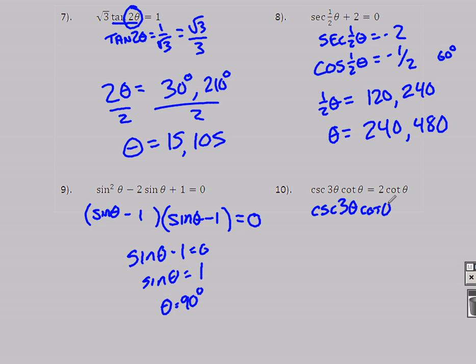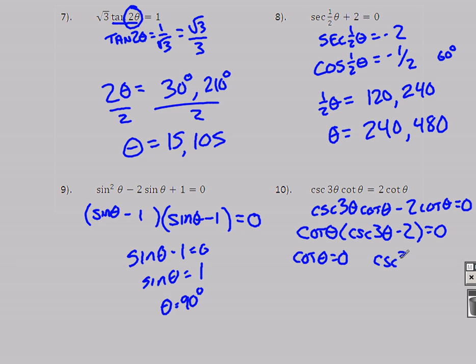So minus 2 cotangent theta on both sides. From there, what can I pull out? I can pull out a cotangent of theta. So I'll pull out cotangent theta. I'm left with cosecant of 3 theta, and I'm left with a minus 2 from the second term. So now I'll set each one equal to 0: cotangent theta equals 0, and cosecant 3 theta minus 2 equals 0.